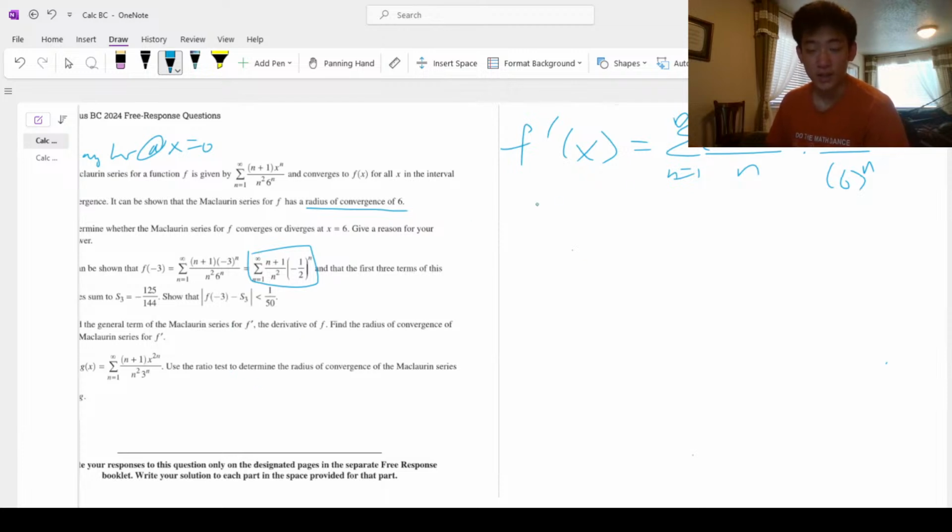Now, we want to find the radius of convergence. This is actually going to take a while because we also have to check endpoints. But it's just the ratio test. So we want to find the limit as n approaches infinity of the ratio between consecutive terms. So basically, this is a sub n plus 1, again n plus 2 over n plus 1.